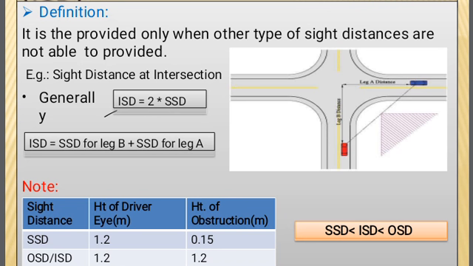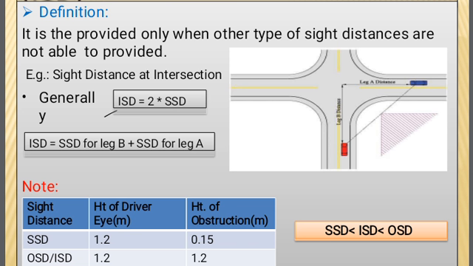Intermediate sight distance is provided only when other types of sight distances cannot be provided. It means that when there is a shortage of land or a shortage of overtaking sight distance at a place, intermediate sight distance is provided instead of overtaking sight distance.